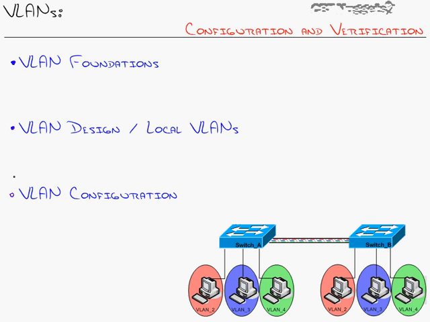Last thing we got into was the VLAN configuration. Walking through, first off, creating the VLANs from either VLAN database or global config mode, then assigning your access ports to them. I hope this has been informative for you, and I'd like to thank you for viewing.